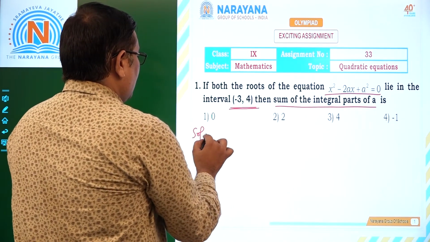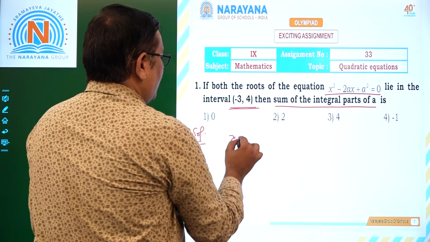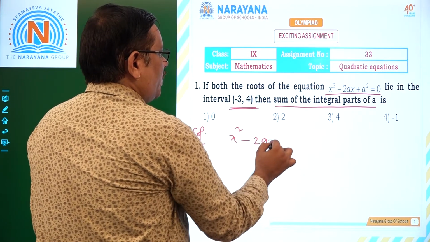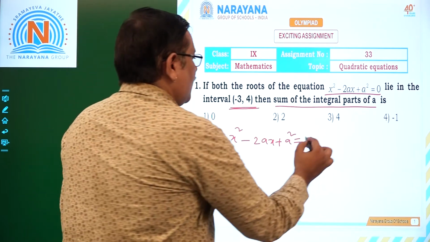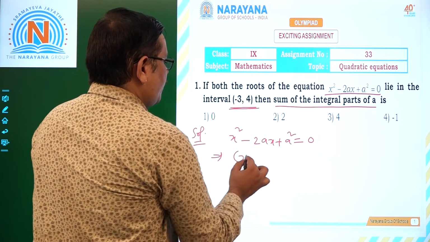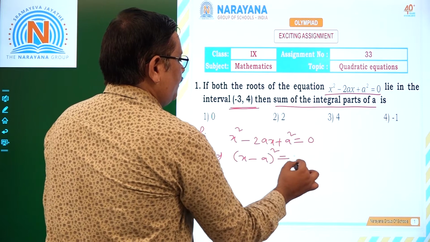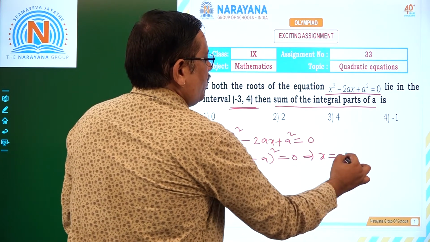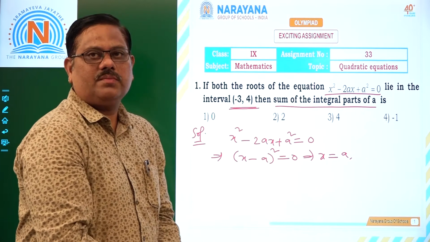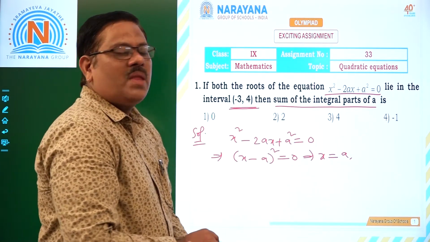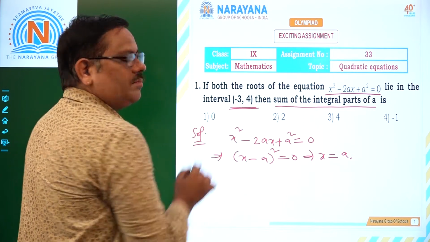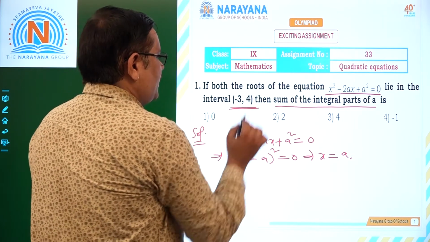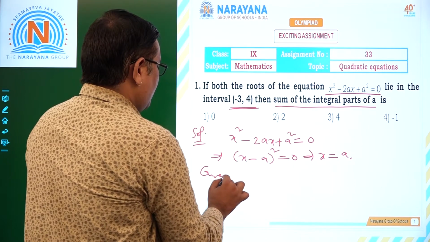First, consider the given, that is x square minus 2ax plus a square is 0. That is a given quadratic equation. That can be written as x minus a whole square is 0. That implies x is equal to a comma a, that is double root. Okay, so let us take a. What is he saying here? a is in between minus 3 comma 4. That is given for us.